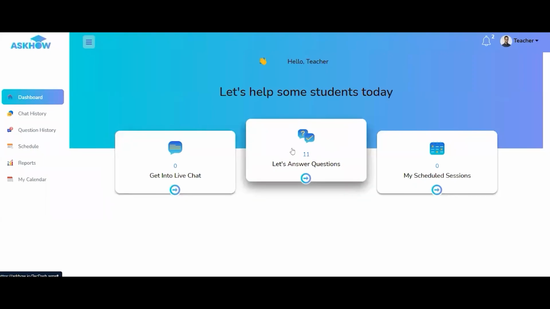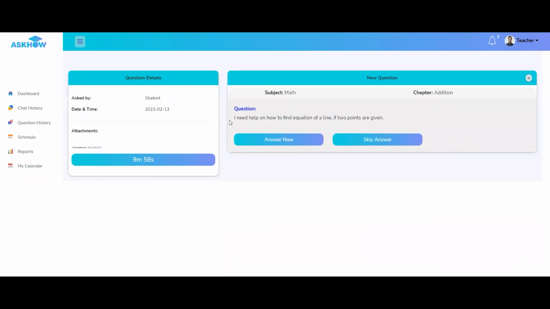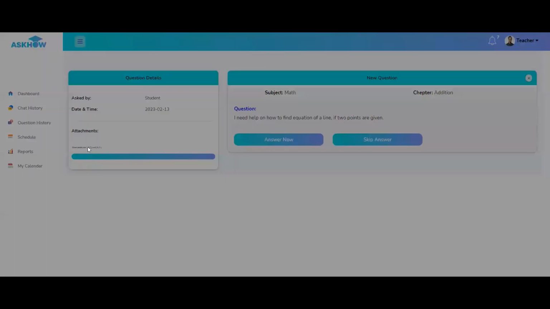Hello everyone, in this video we are going to see how teachers of AskHow solve drop-up questions. Here is the bunch of questions. One question is selected. Here, student need help on how to find an equation of a line, if 2 points are given. Here teacher can see in large image of question.